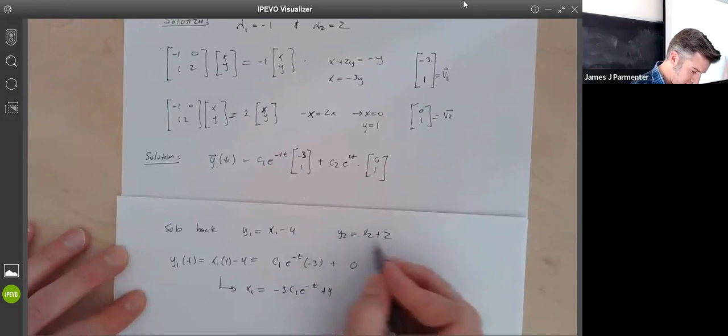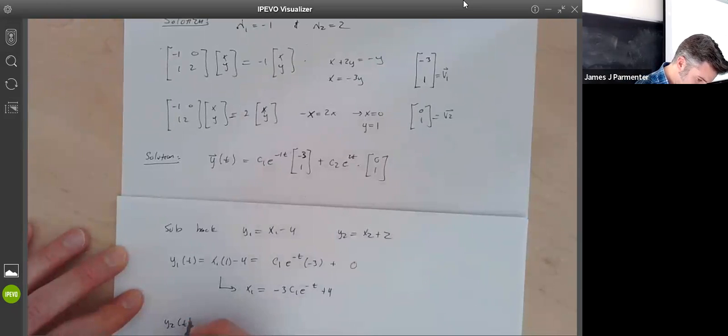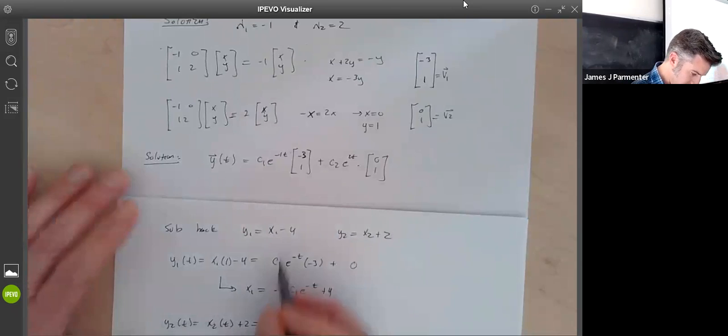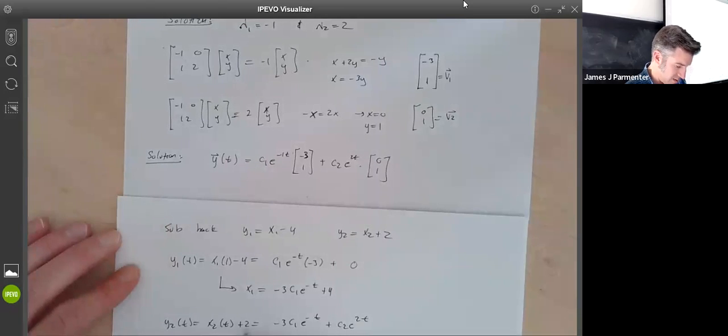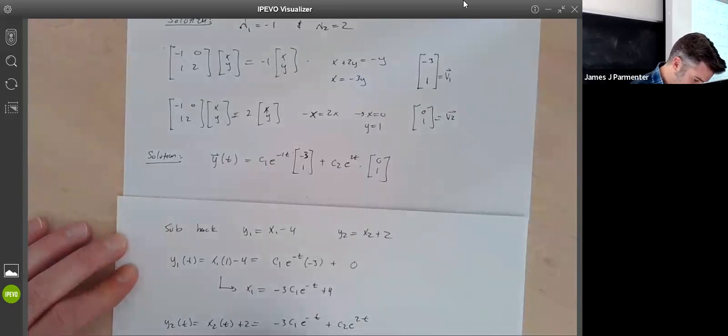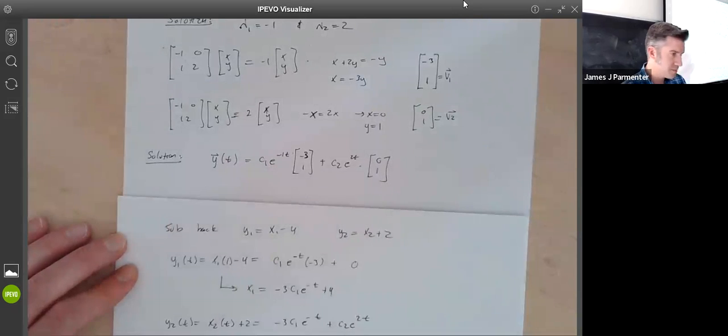And similarly, y2 of t equaling x2 of t plus 2 is equal to the second part of this, negative 3 c1 e to the negative t plus c2 e to the 2t. We can solve for x2 by just subtracting 2 over. So we're going to get that x2 of t equals negative 3 c1 e to the negative t plus c2 e to the 2t minus 2.